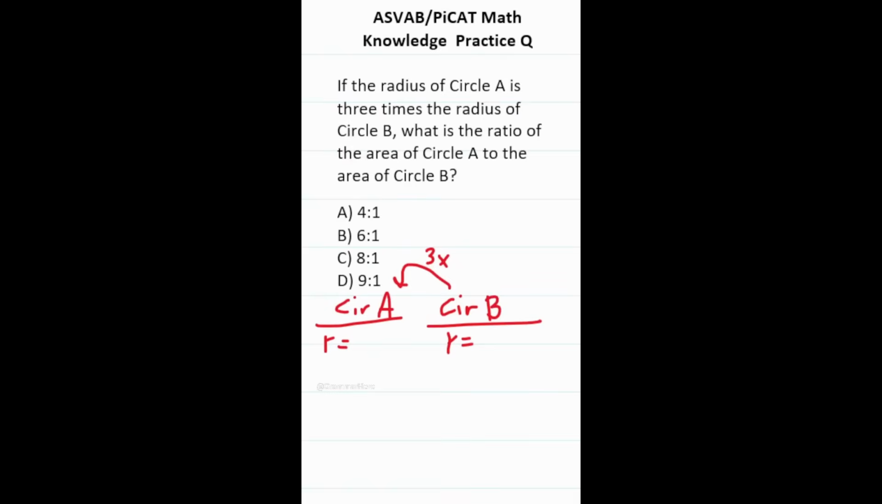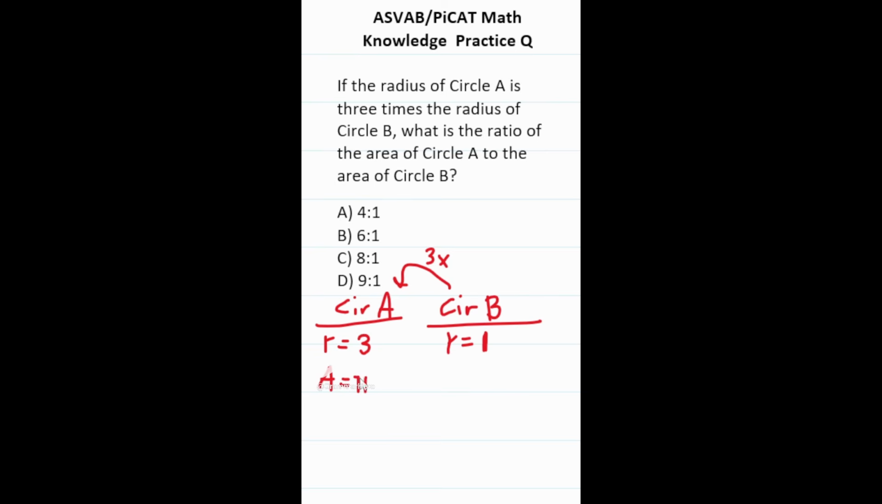This ASVAB PiCAT math knowledge practice test question says if the radius of circle A is 3 times the radius of circle B, what is the ratio of the area of circle A to the area of circle B? So let's start with radius. We're not given those values, so I'm going to come up with the value on my own. I'm going to say the radius of circle B is 1. Since the radius of circle A is 3 times that, 1 times 3 makes this 3.